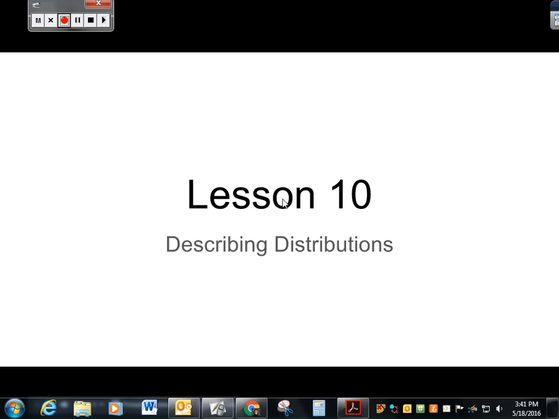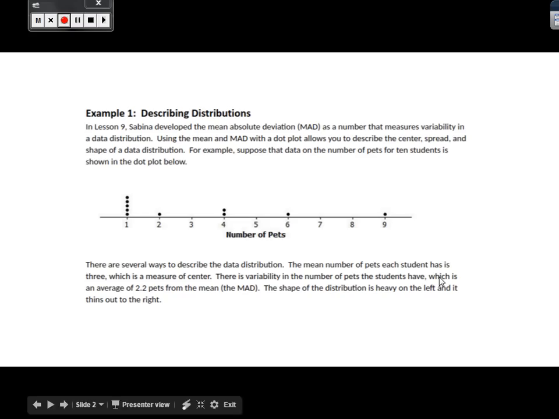Today in Lesson 10, we are going to be working on describing distributions. Example 1, describing distributions. In Lesson 9, Sabrina developed the mean absolute deviation, MAD, as a number that measures variability in a data distribution. Using the mean and MAD with a dot plot allows you to describe the center, spread, and shape of a data distribution.